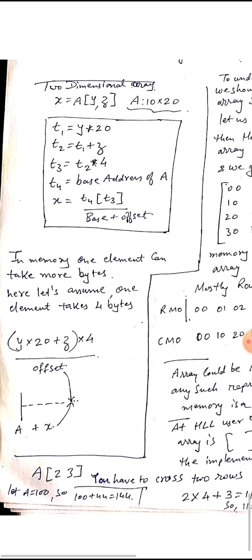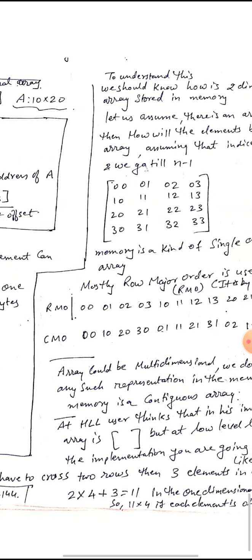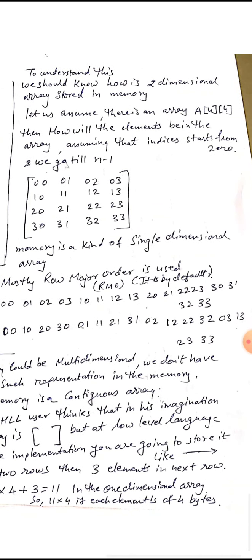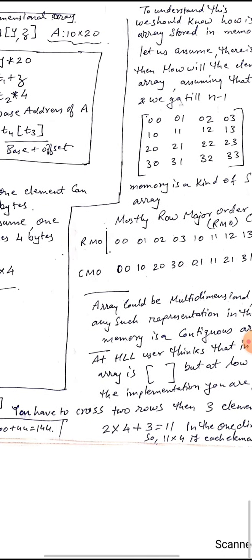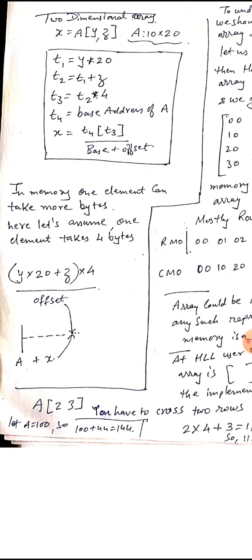So taking this as an example, let's say A[2][3]. If A[2][3] is supposed to be executed, then you have to cross two rows and three elements in the next row, right? Just see at the bottom. Let's say A is equal to 100, that is nothing but the base location. So 100 plus something has to be there. What will be that?